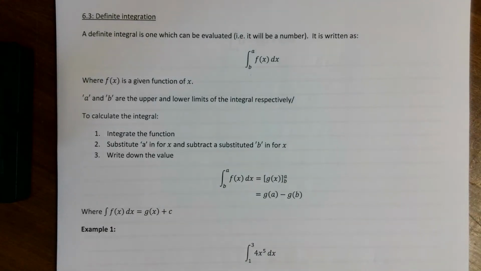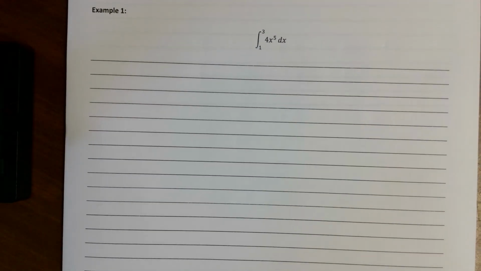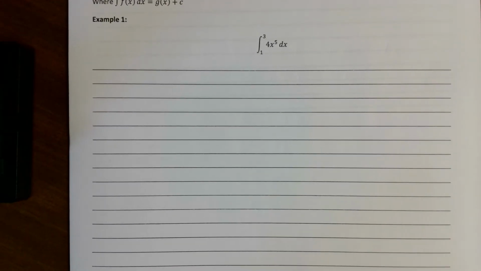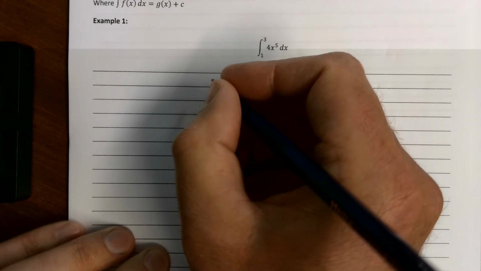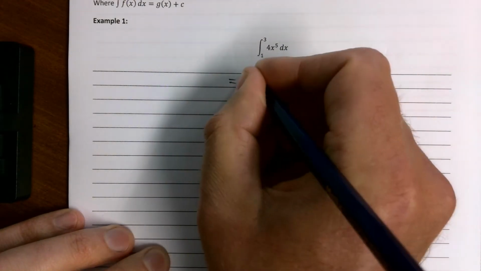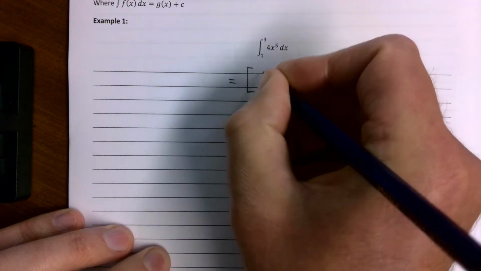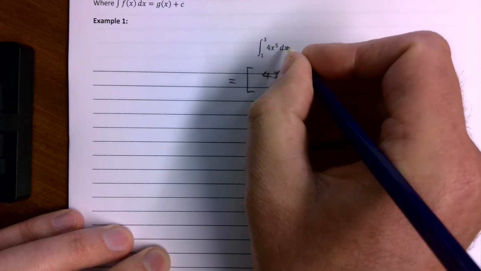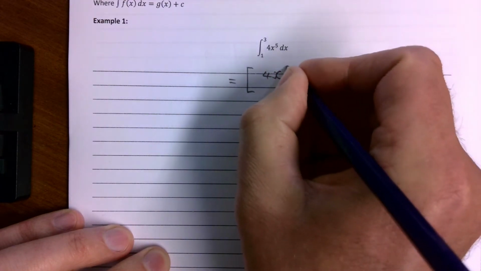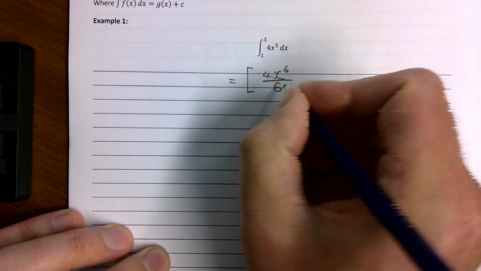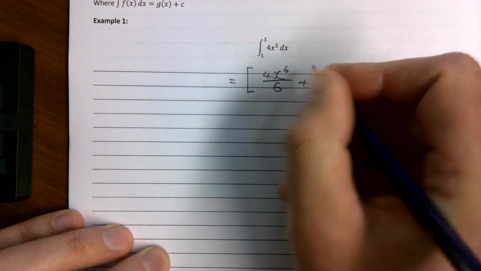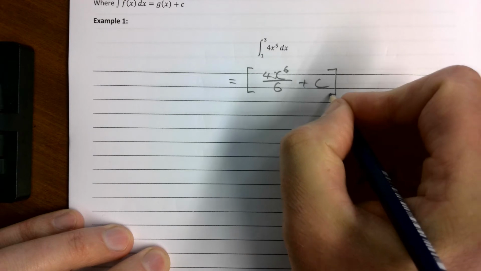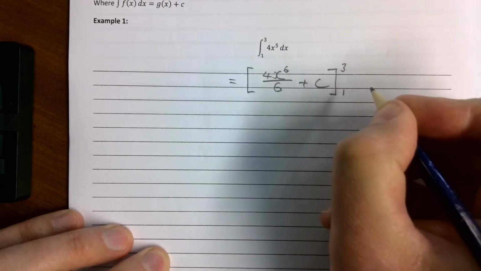So our example 1 is this. It'll hopefully make sense whenever you see it actually done. So we integrate it and put it in a big box. Add 1 to the power, divide by the new power, plus c. And then we write the 3 here and the 1 here.